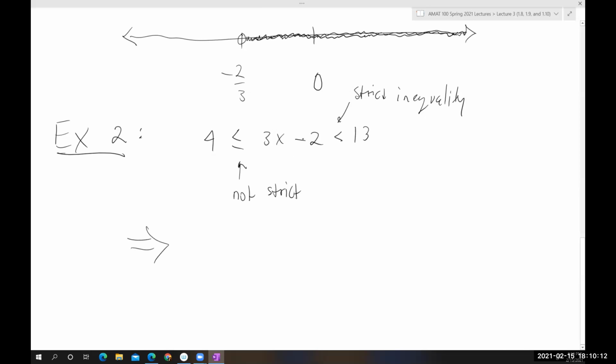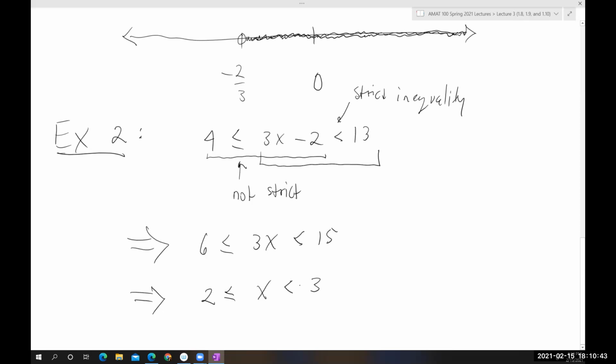The first thing to do is add 2 to everything. So we add 2 to this inequality, and then we add 2 to this inequality. If we do that, we get 6 is less than or equal to 3x, which is strictly less than 15. And now we can divide by 3. We get 2 is less than or equal to x, which is strictly less than, I'm sorry, 5.